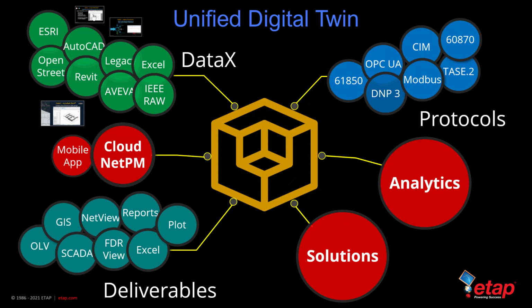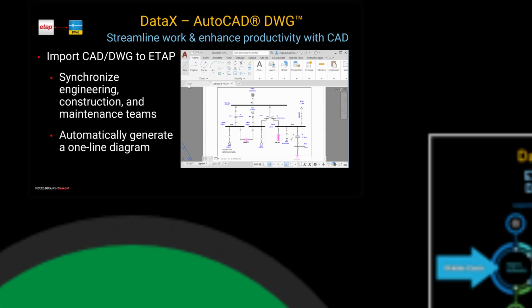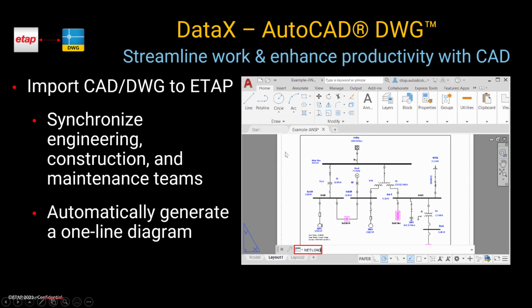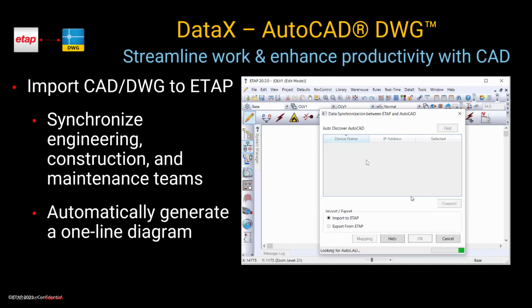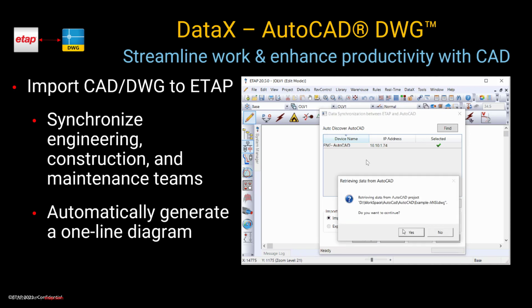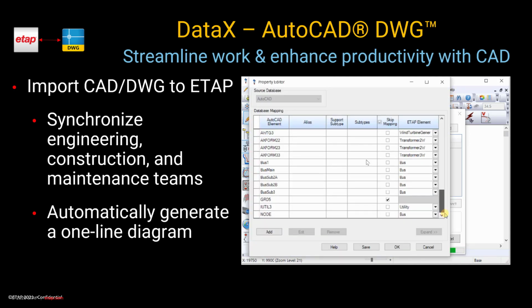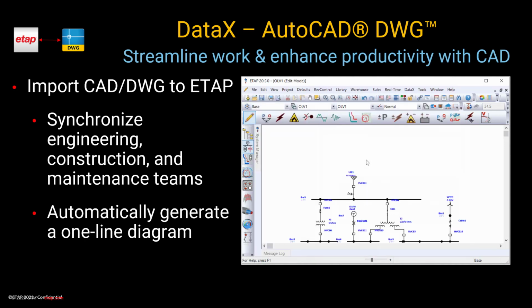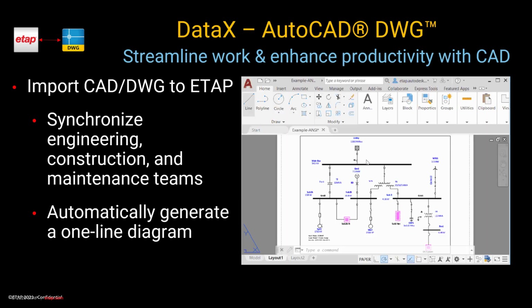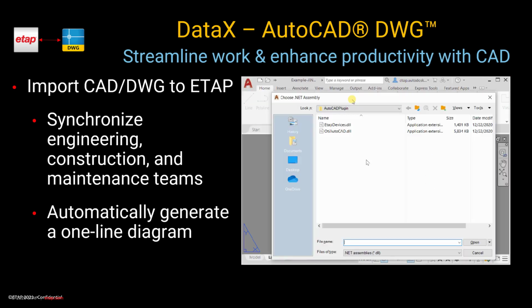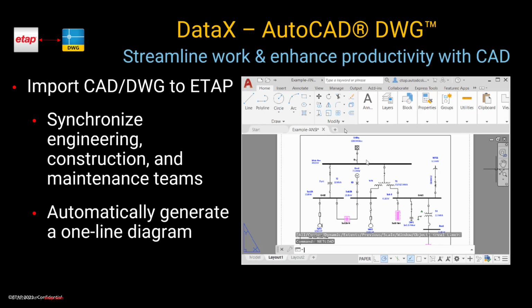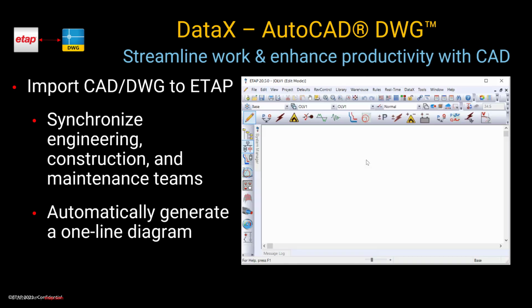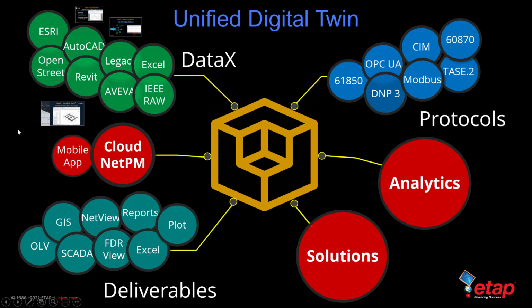If you look at the data exchange solutions very quickly, especially import from AutoCAD, you can quickly go to ETAP, choose the AutoCAD file of your choice, type in a command dwg to ETAP. ETAP automatically discovers AutoCAD, identifies the blocks, and then based on the mapping, you can begin importing the single line diagram directly into ETAP and get the one line diagram as best as possible from AutoCAD directly to ETAP without actually having to rebuild the one line diagram again. So this streamlines your work and enhances productivity.